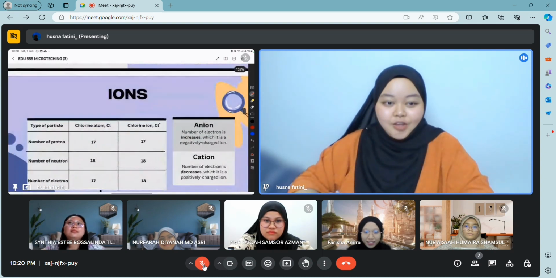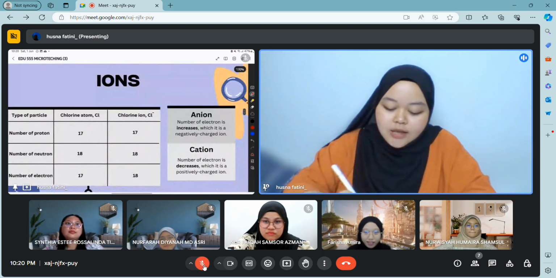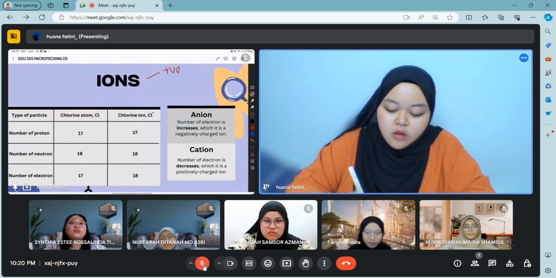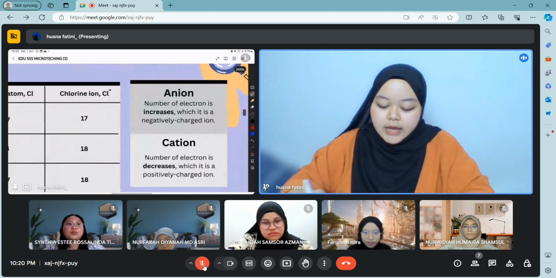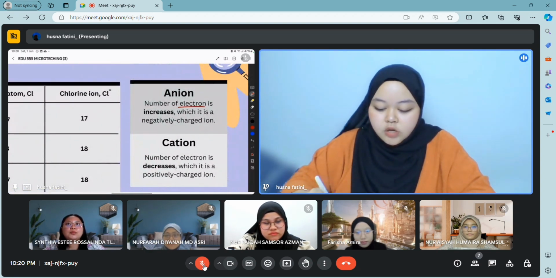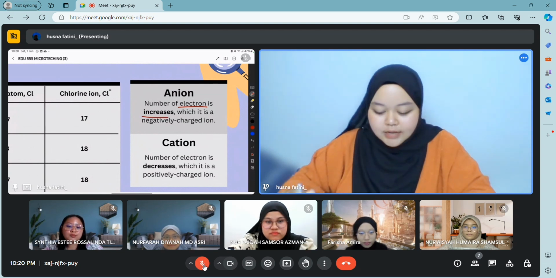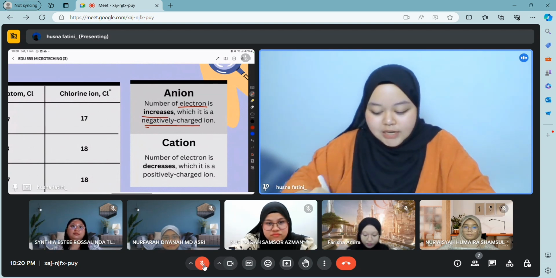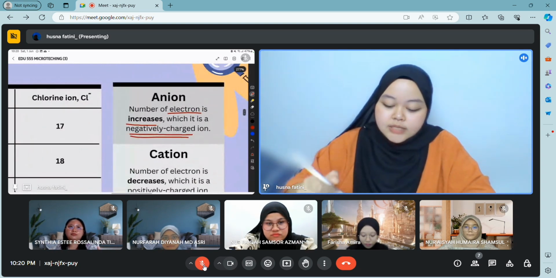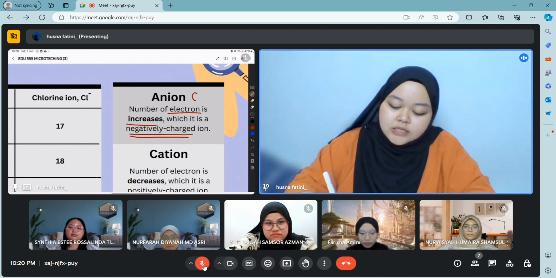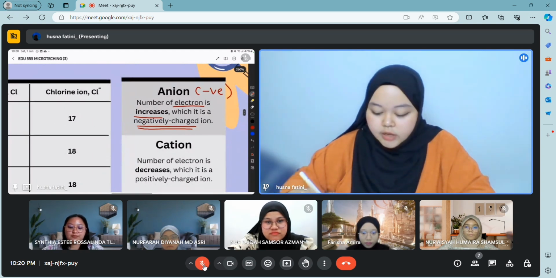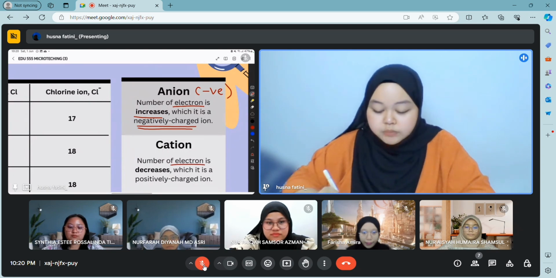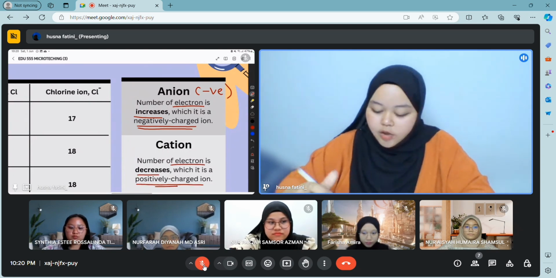Okay, actually for the ion, it depends whether your charge is a positive or negative charge. So let's see here. For an anion, the number of electrons will increase. Thus, it will be a negatively charged ion. So we can say that for an anion, it is a negative charge. Meanwhile, for the cation, the number of electrons will decrease. Okay, and then it will be the positively charged ion.